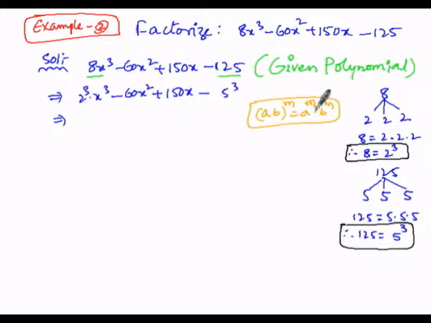So here the exponents are similar for different bases. It can be written as the product of the different bases to the similar exponent. So 2x must be written with 2x as the base, whole to the power of 3 as the similar exponent, minus 60x square, plus 150x minus 5 to the power of 3. Here I utilized ab whole to the power of m equals a to the power of m into b to the power of m in order to get 2x whole cube.